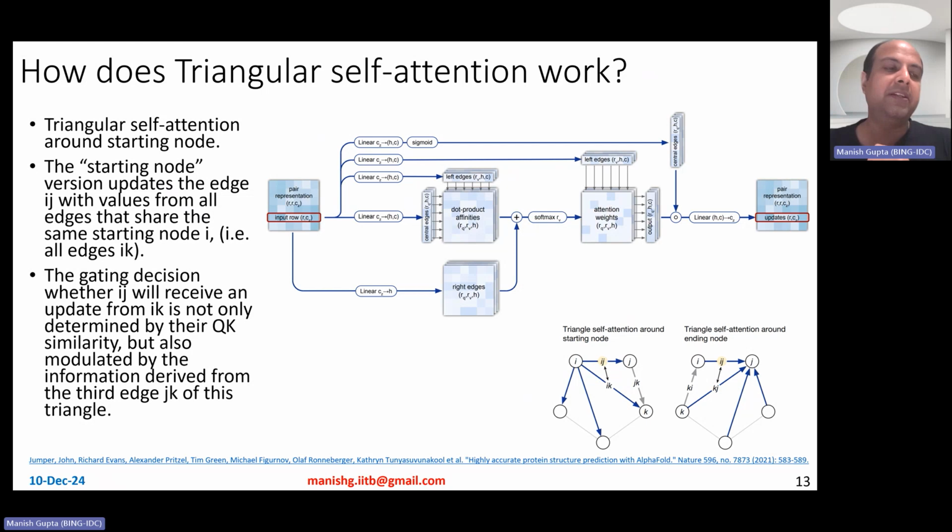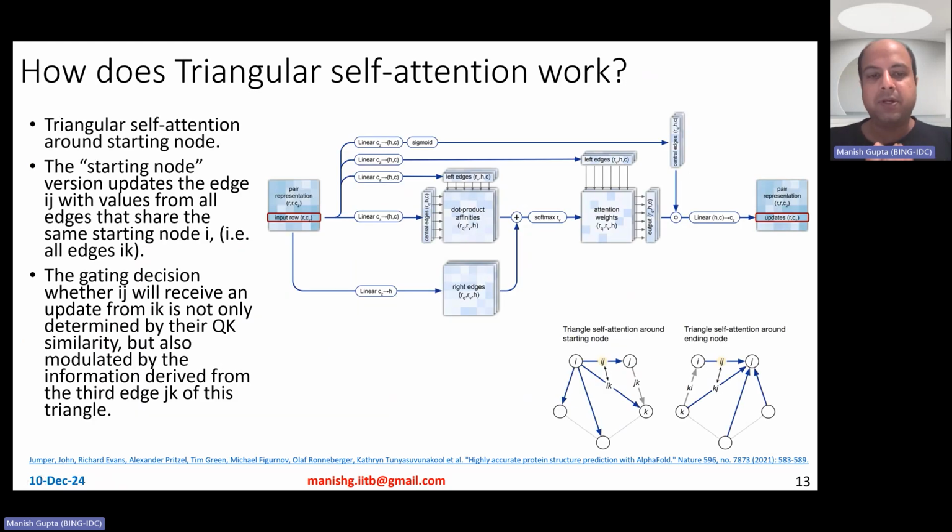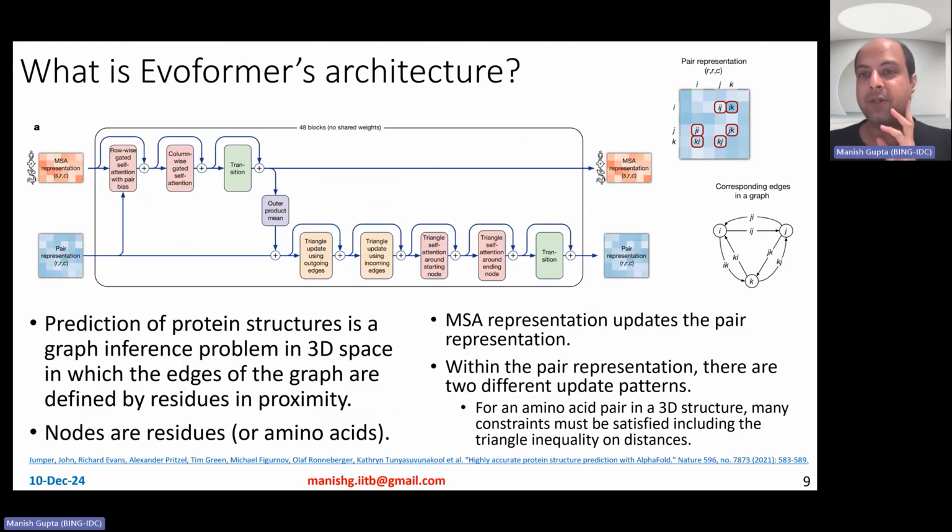But you can also update the information in these edges based on other edges which end in the same node. Then you would think about this matrix as columns. That's not what I'm showing here, but you can think about that architecture in a similar way. So that's for the first part of this tutorial on AlphaFold. What you've understood so far is how Evoformer works.